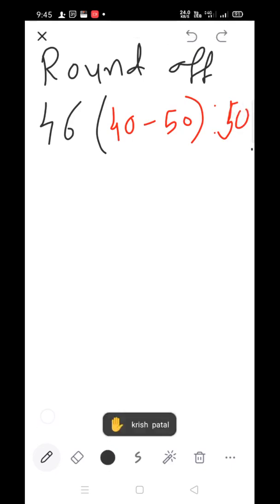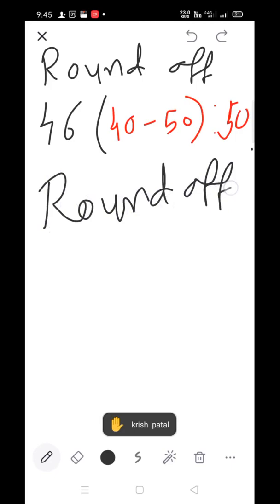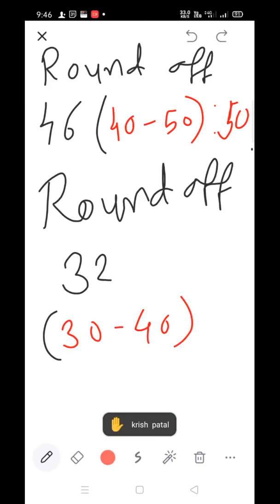Now we have to find the round off of 32. First you have to think that 32 is between 30 and 40. The answer is 30. So we get the round off of 46 and 32 as 50 and 30. Write down this.